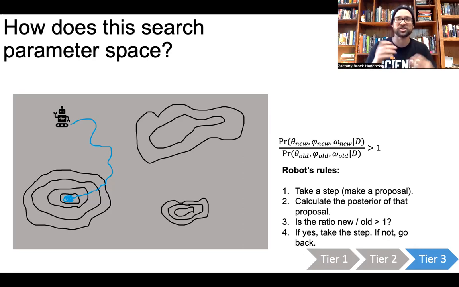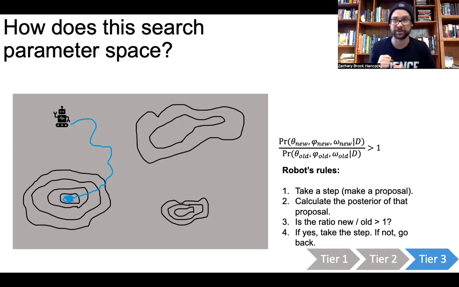What we would need to do then is generate a set of rules that we give to this robot and say, follow these rules, and if you follow these rules, you'll get to the highest peak. First, we say, take a step. In our Bayesian terms, that's make a proposition, propose some new value for each of those parameters. The robot takes a step. Now calculate the posterior of that proposal. Is the ratio of our new proposal divided by the old proposal greater than 1? If it is, that means our new proposal is better than our old one. In our landscape, that means you took a step up. You made a climb in the landscape.